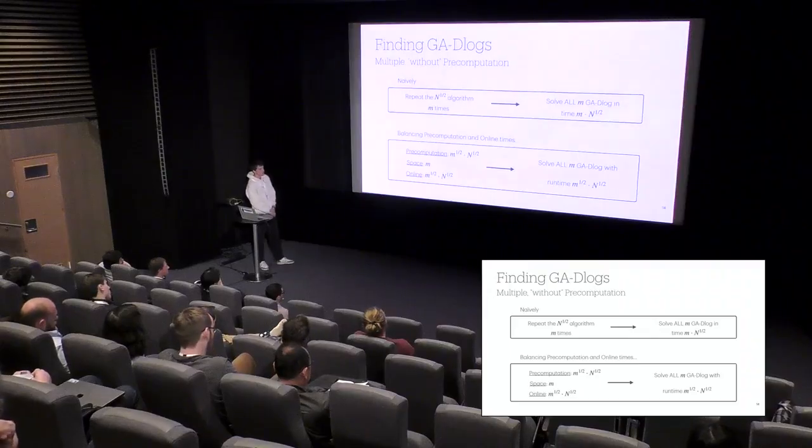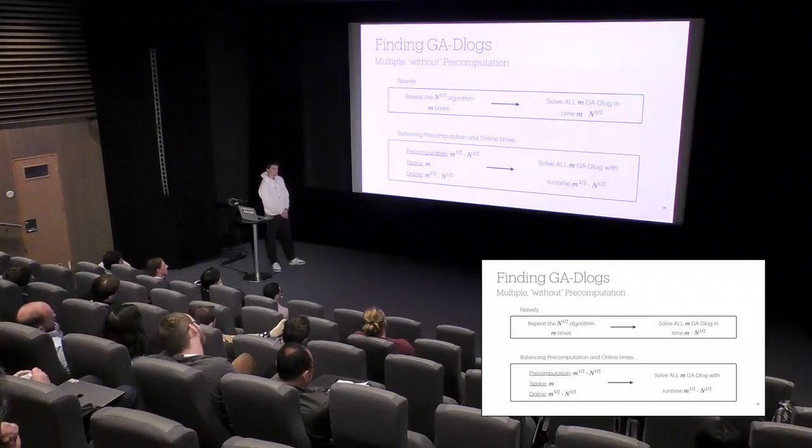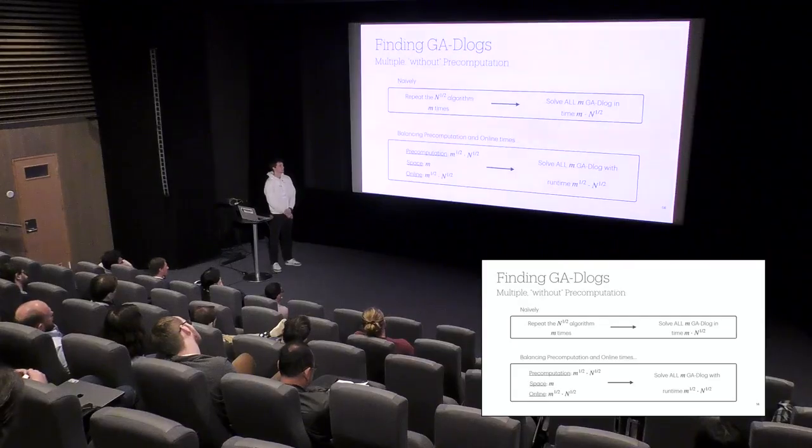So using our reverse theorem, you can solve all the instances with runtime square root of m times n. So we eventually have gained a square root of m from the naive attack. And if you think of m as quite large, then this is a huge improvement.